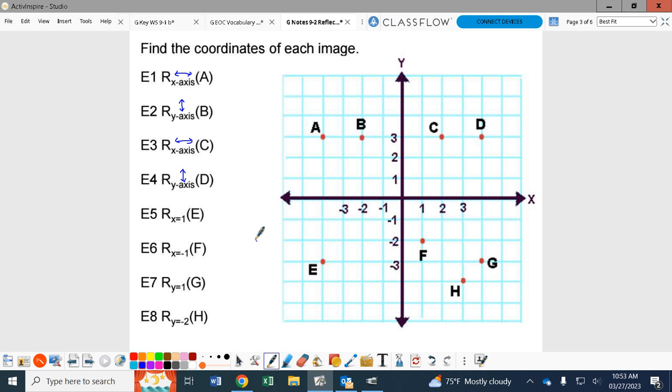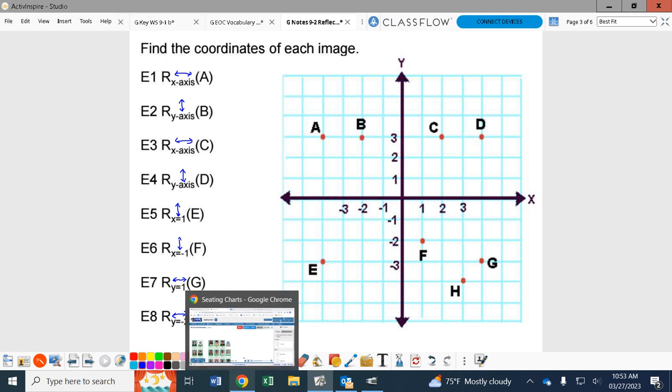For these, x equals 1 and x equals -1, what kind of lines are x equals lines? Vertical. So they're going to go up and down for both of these. If they are y equals lines, what direction do the y equals lines go? Horizontally across. Those are both correct. Going this way. Just so we know what we're going to be reflecting across.